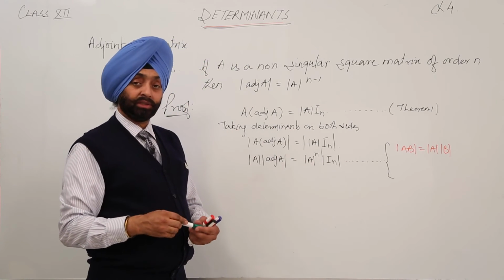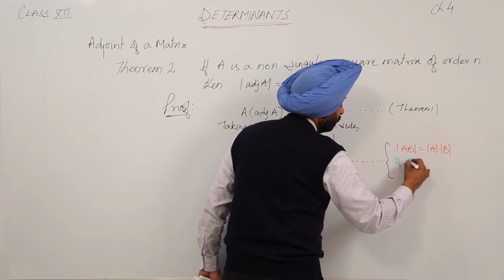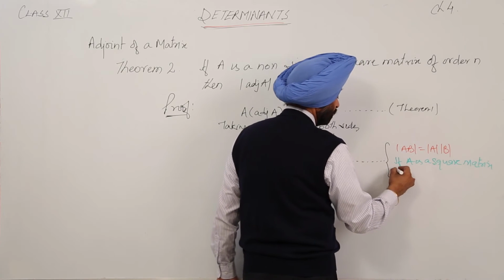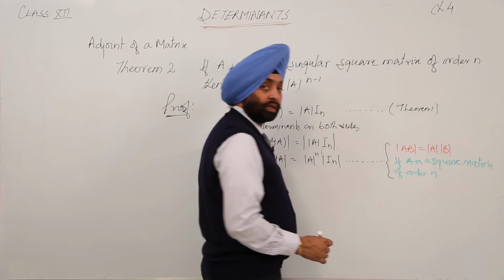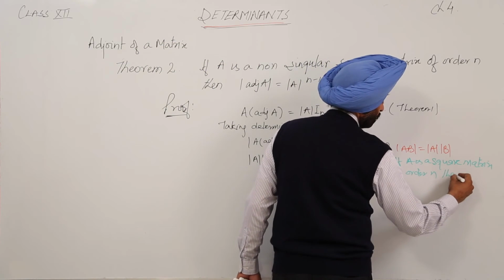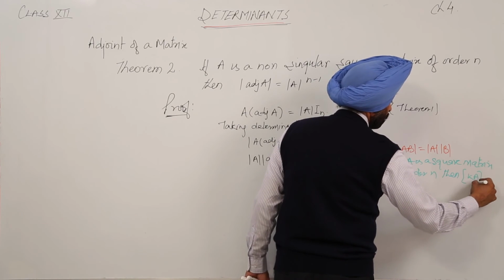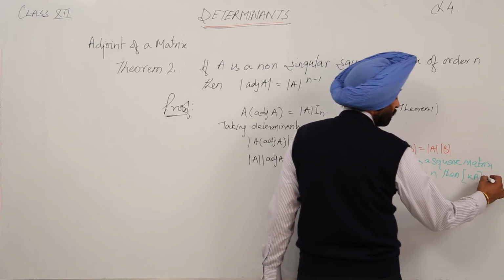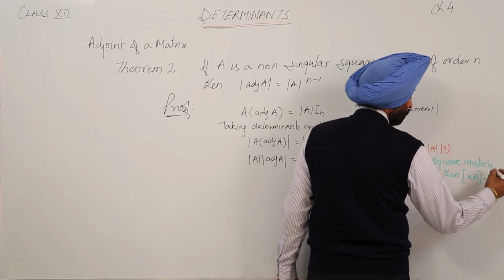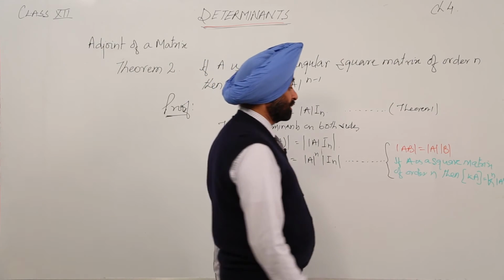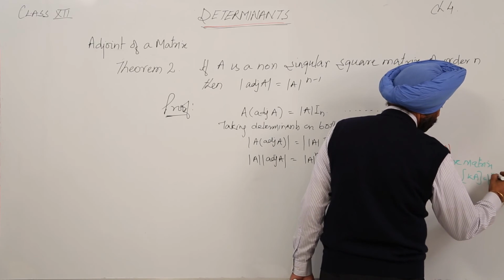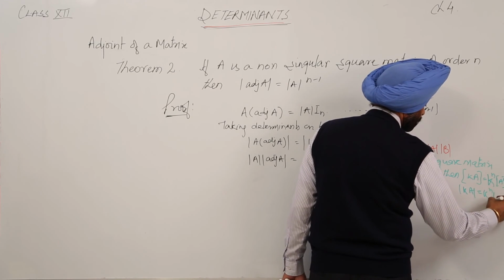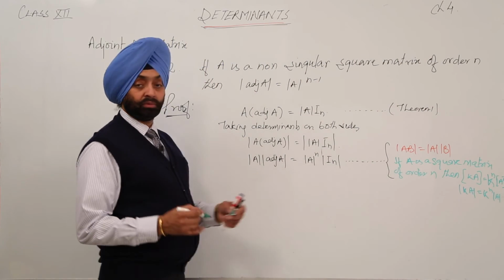Again, this also we have done in a property. What does this say? If A is a square matrix of order n, then determinant of kA is equal to k raised to power n times determinant of A. If we have to find the determinants of matrices, we can write determinant of kA is equal to k raised to power n determinant of A. So I have used these two reasons for this part.